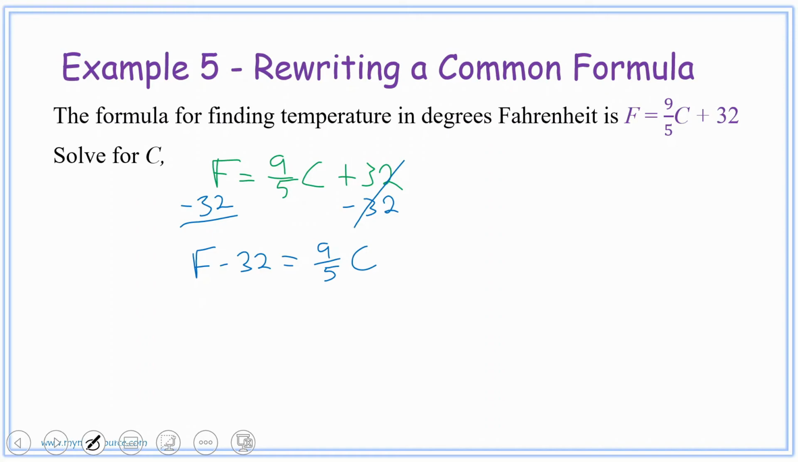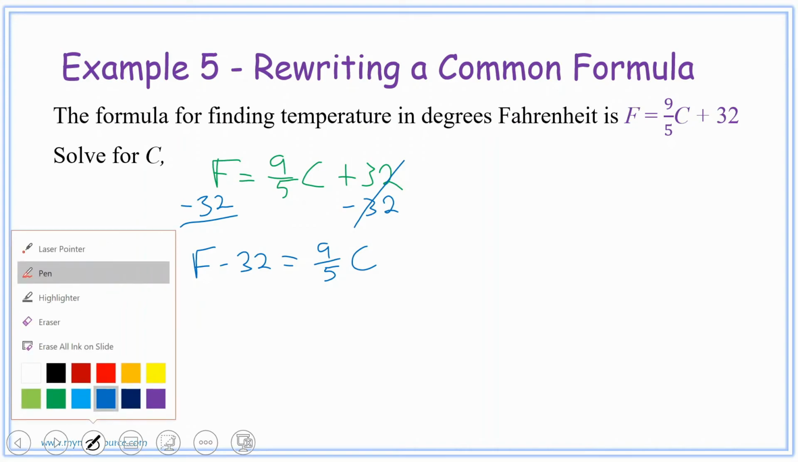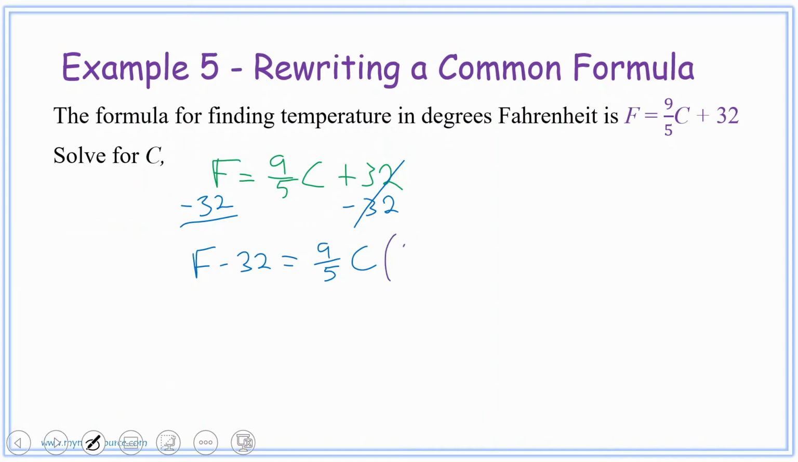You can divide the C by 9/5, or just remember that dividing a fraction by a fraction is the same as multiplying that fraction by its reciprocal. So in order to cancel that, I can actually multiply this by 5/9. And if I do that, what will happen is diagonal cancellation. The 5 and the 5 cancel. The 9 and the 9 cancel, leaving me with just C on the right side.